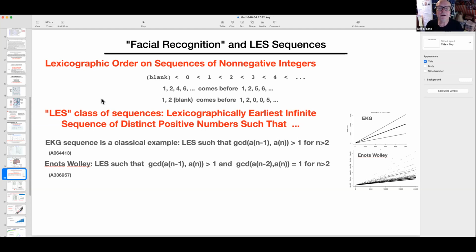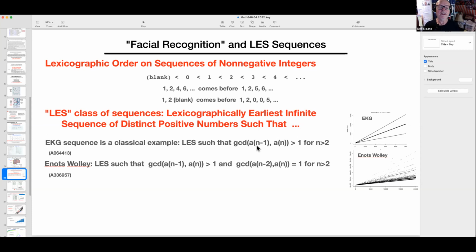So there's a very interesting class of sequences that I call the LES sequence, and this stands for lexicographically earliest infinite sequence of distinct positive numbers, such that, I'm assuming positive now, and infinite, because otherwise things get a little messy. The lexicographically earliest sequence that satisfies the EKG rule: every term has to have a common factor with the previous term. That's the rule. The EKG sequence, I started off with that. It's the LES sequence such that the GCD of the nth term and the previous term is bigger than 1.